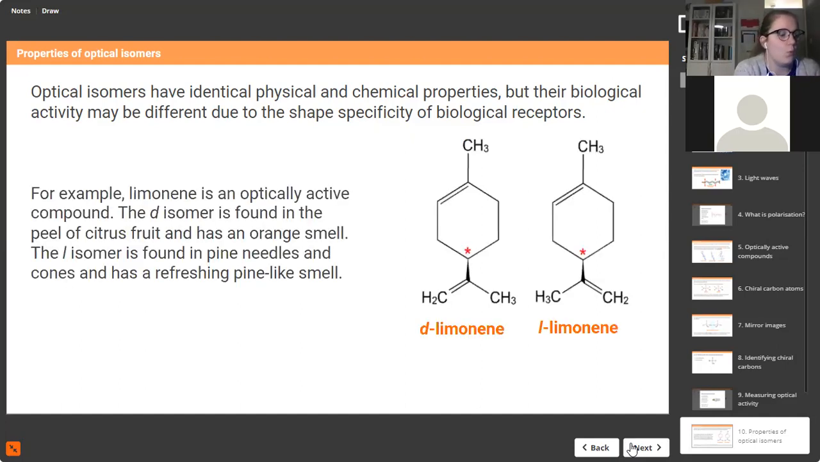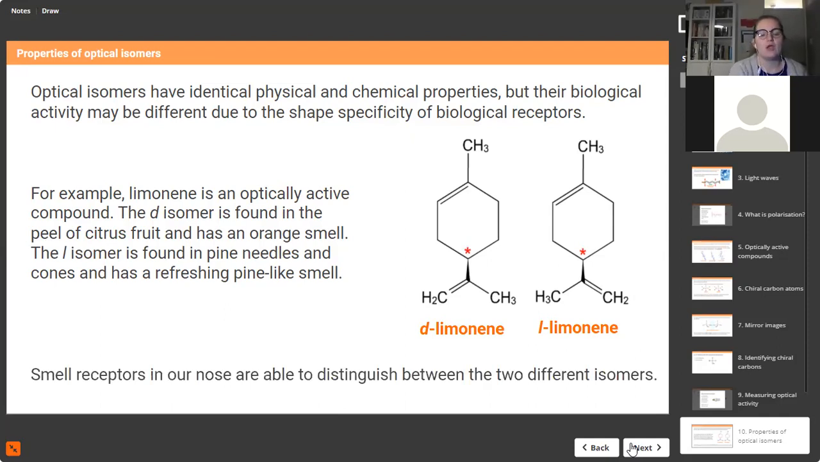One example is something called limonene. It's an optically active compound. The D isomer is found in the peel of citrus fruit and gives off an orange smell, whereas the L isomer is found in pine needles and cones, and it has that refreshing pine-like smell. So the smell receptors in our nose are actually able to distinguish between the two different isomers.